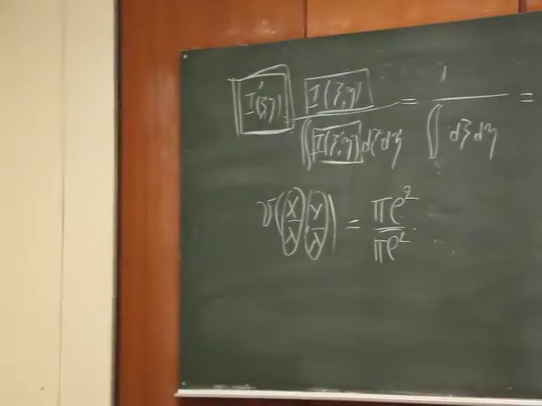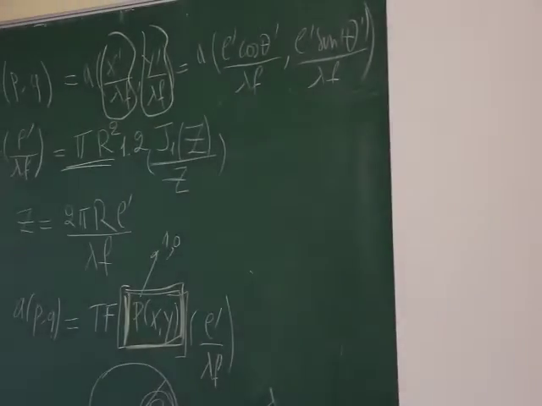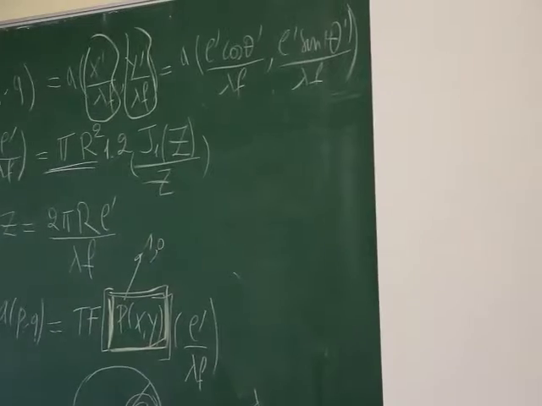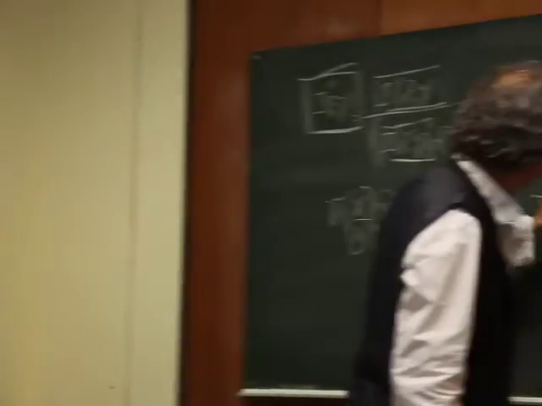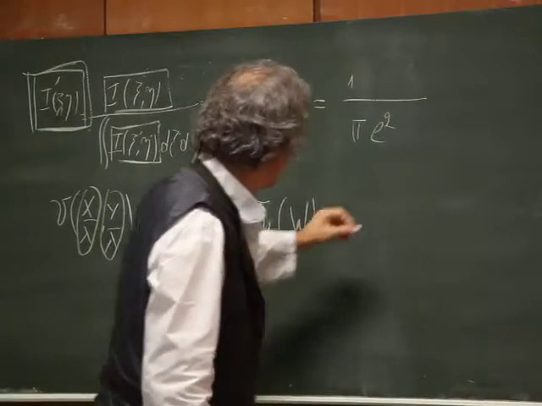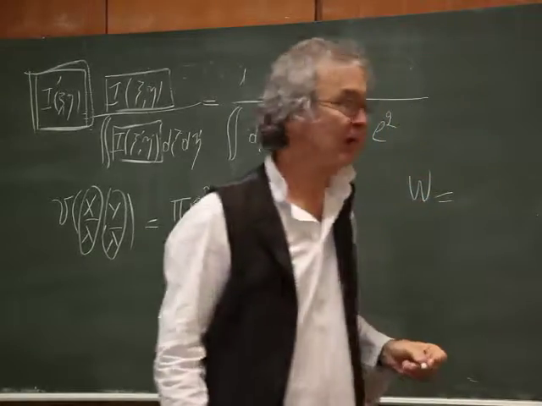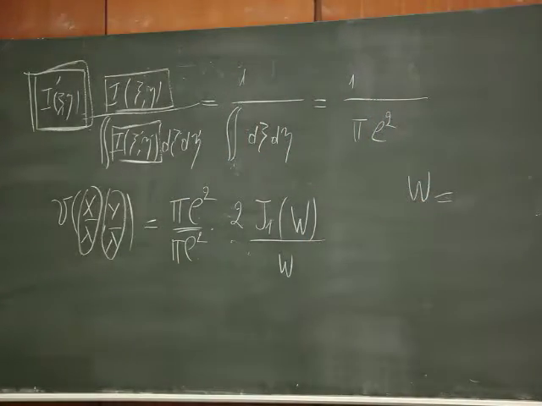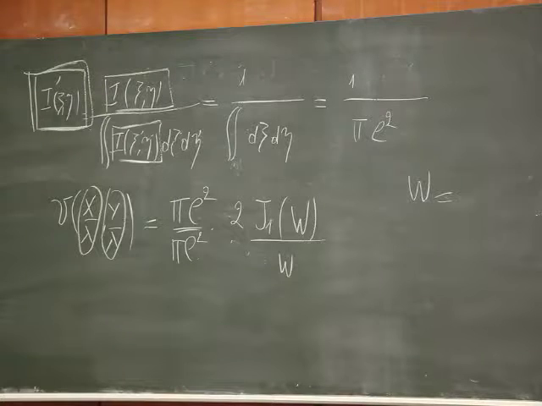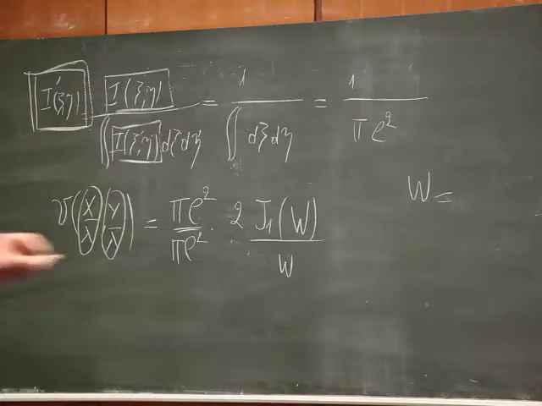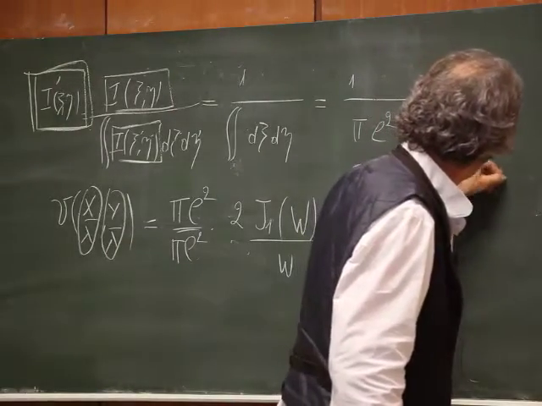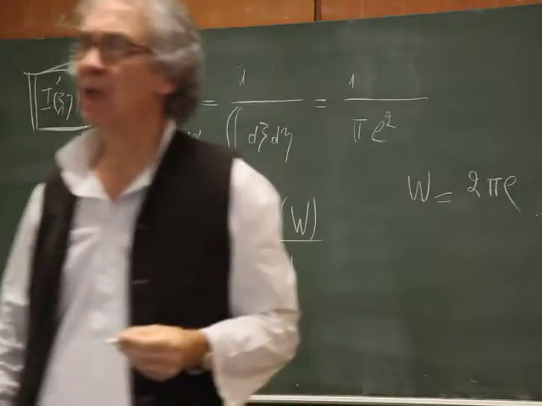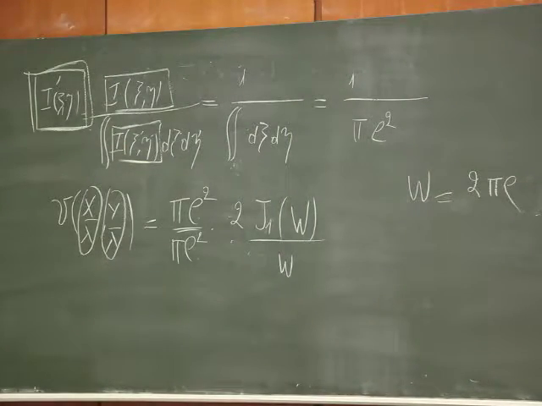Then next, I have to multiply by the remaining quantity, which is twice g1. And here I may just write it as a function of w, where w will be equal to what? Well, w is equivalent to z. So it will be 2 pi rho. This seems okay. 2 pi rho. Then rho prime.